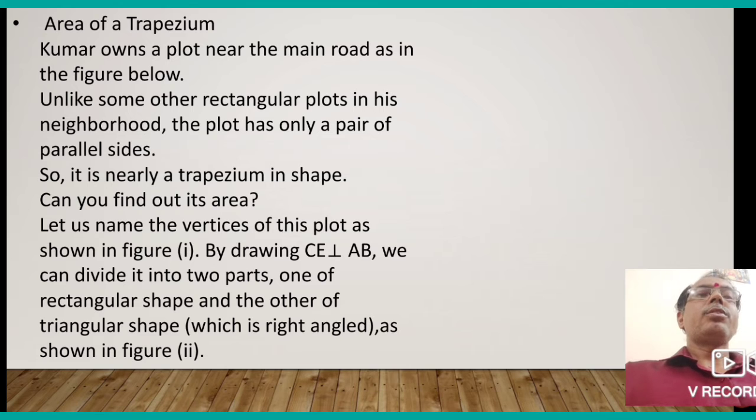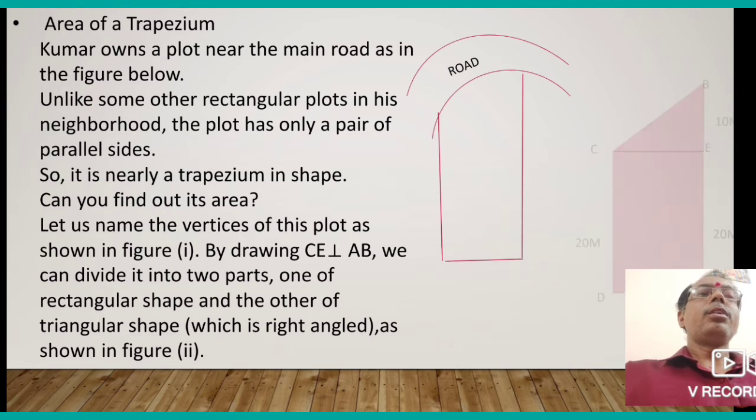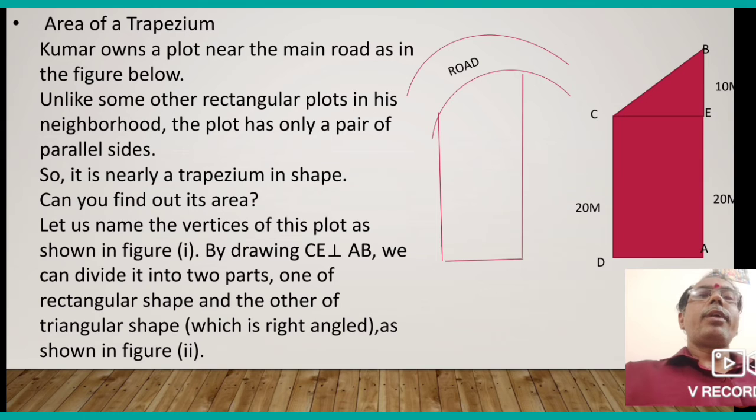Area of trapezium. Here also I am taking one live example. Kumar owns a plot near the main road as shown in the figure. Okay children, first figure. Unlike some other rectangular plots in his neighborhood, the plot has only a pair of parallel sides. So you can simply say it is a trapezium. It is nearly a trapezium in shape. Can you find out its area?